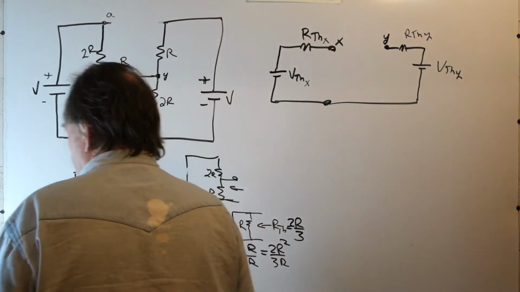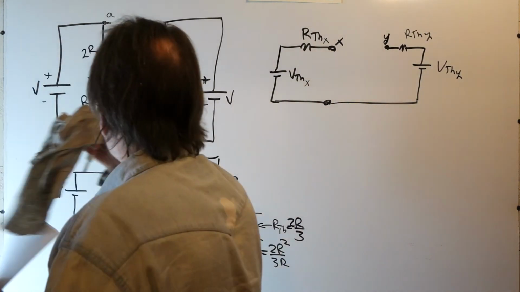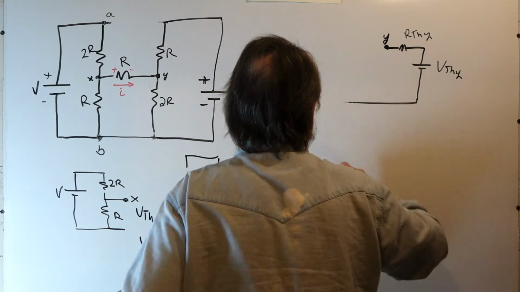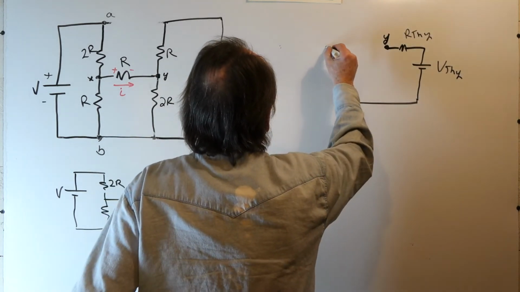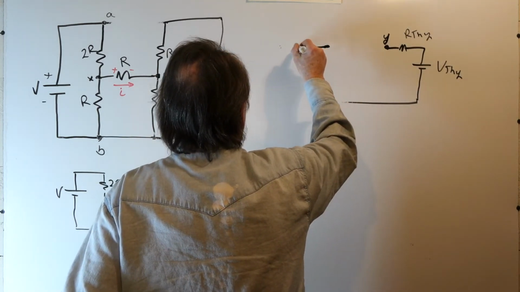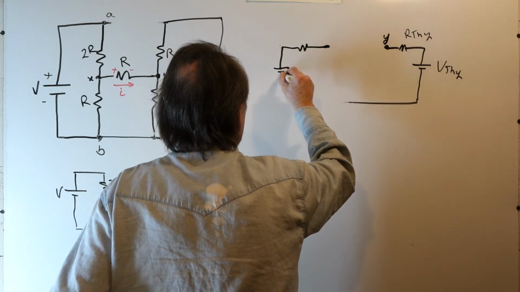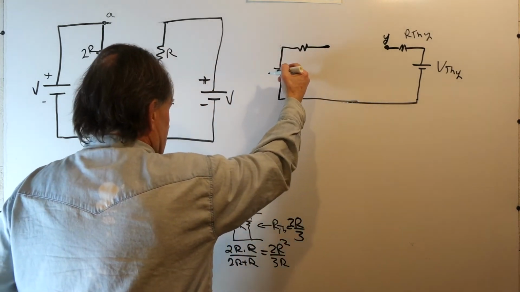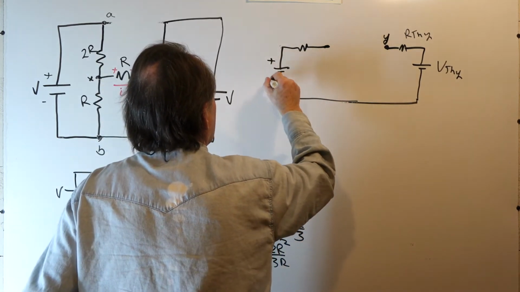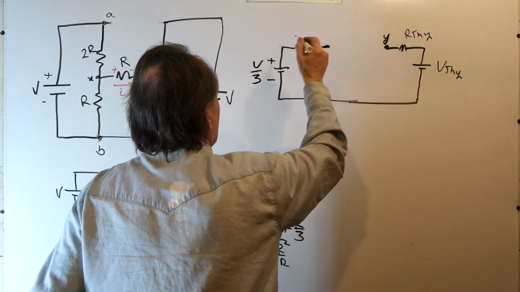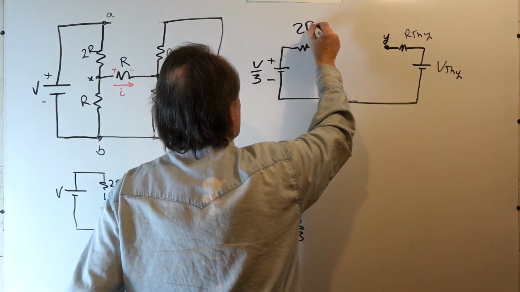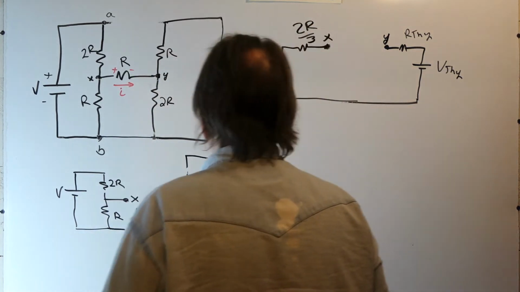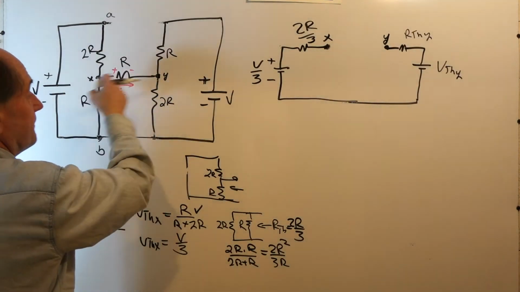So I can now redraw this. For this part of the network, my VTH is just V over 3, and my RTH is 2R over 3. That's at X. Now, looking in Y, we do the same thing.